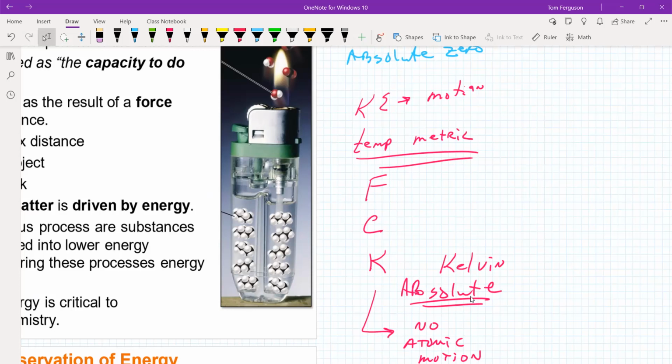Okay, so there are degrees in Fahrenheit, degrees in centigrade, and there's also an absolute temperature scale based on the Celsius temperature scale. That's called Kelvin or K.